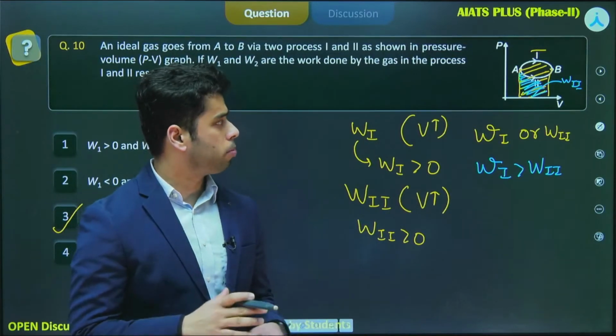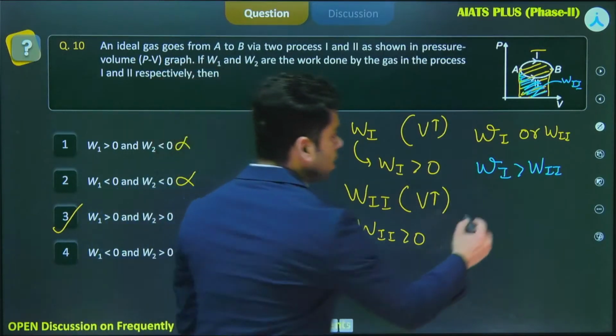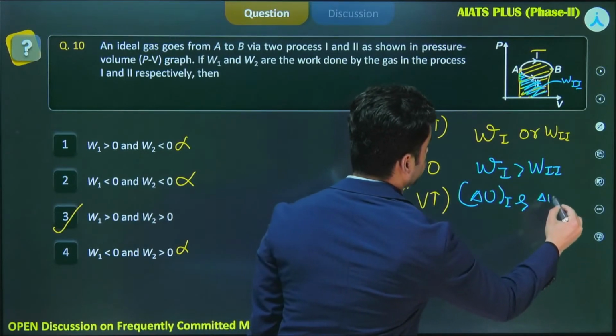Can anyone give me what should be the change in internal energy for the process 1 and process 2? If I compare delta U1 and delta U2, which one should be greater?